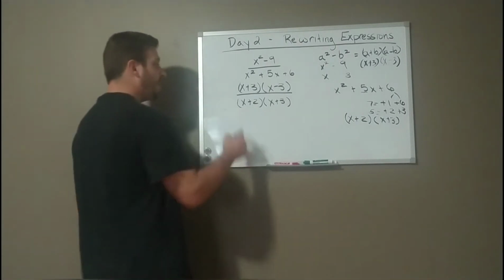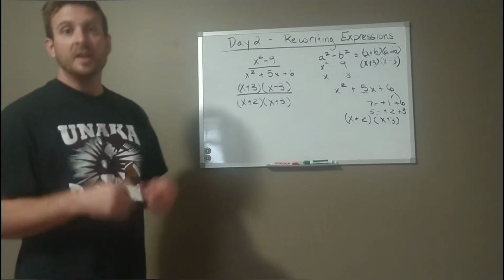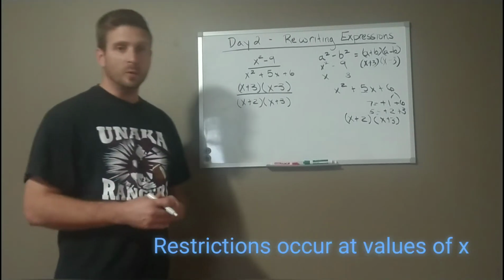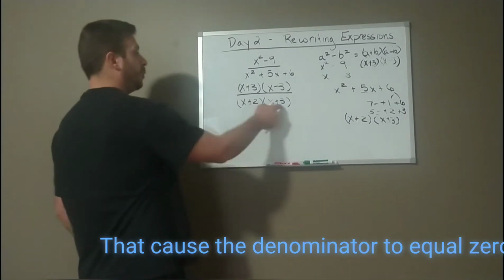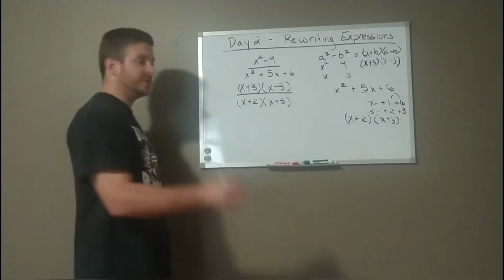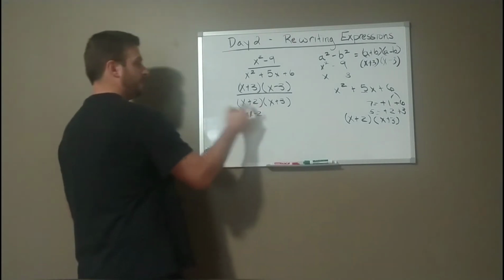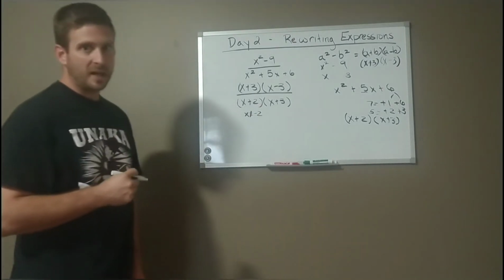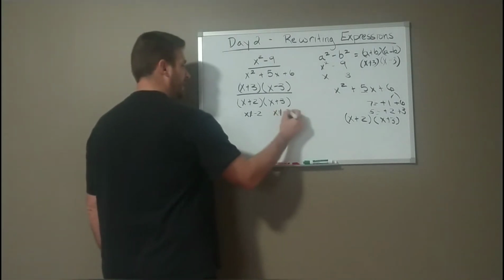So right now, we need to look at the denominator, and we know that in a rational expression, a denominator cannot be equal to 0 because we're not allowed to divide by 0. So what values would make our denominator 0? X cannot be -2 because -2 plus 2 is 0. X cannot be equal to -3.